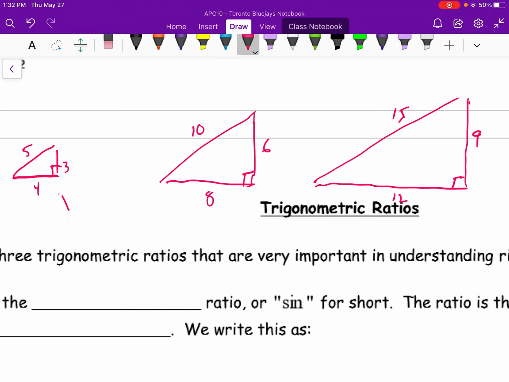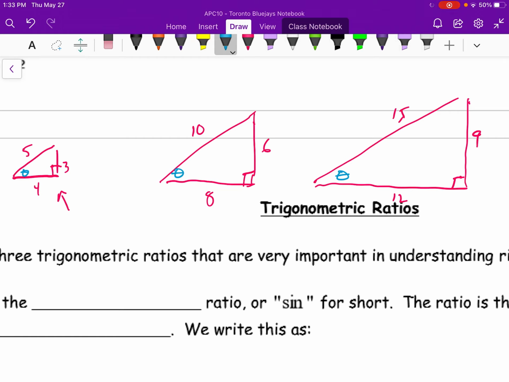So I'm going to start off with my basic 3, 4, 5 triangle. And this holds true for every triangle. Now, I know that this base angle is going to be the same. What do you notice about all these triangles? Well, what you should notice is that all the sides are proportional.